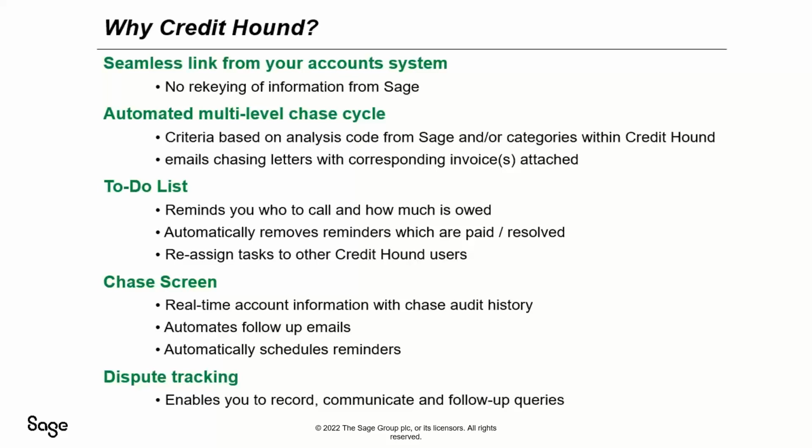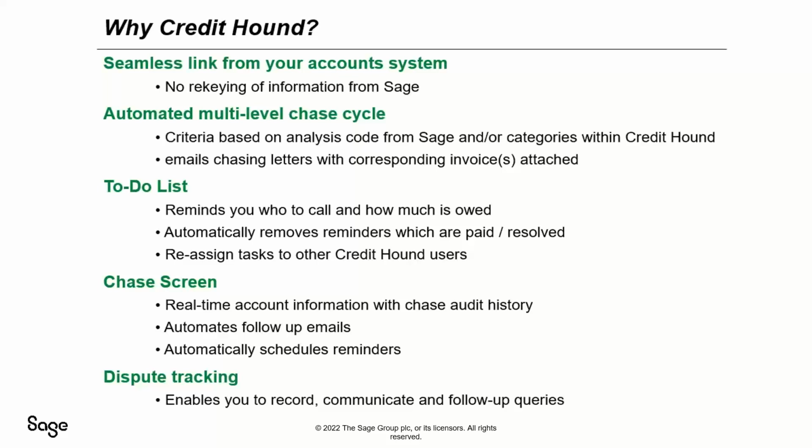The to-do list makes it so easy for the user to come in and see their workload for the day. So we can see all the steps taken to chase an invoice, and it allows you even to reassign tasks to other Credit Hound users, for example, if somebody is on holiday or if they're off sick. The chase screen allows you access to real-time account information and chase audit history.